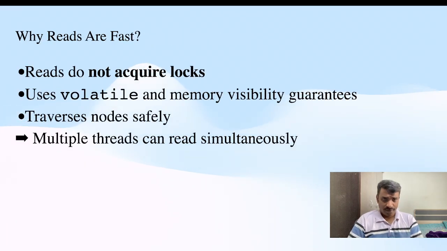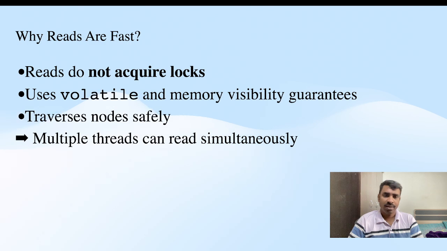So why are reads fast in ConcurrentHashMap? Reads do not acquire locks. Only writes require locks. And it uses volatile and memory visibility guarantees.